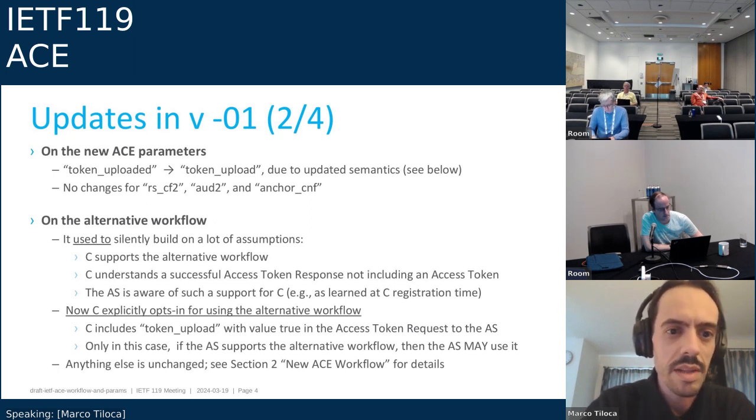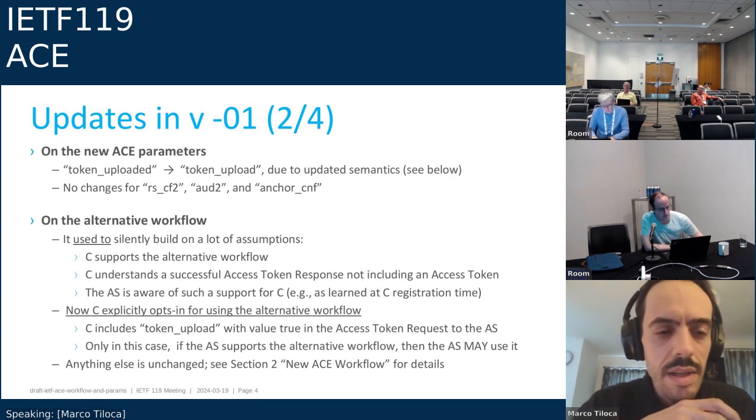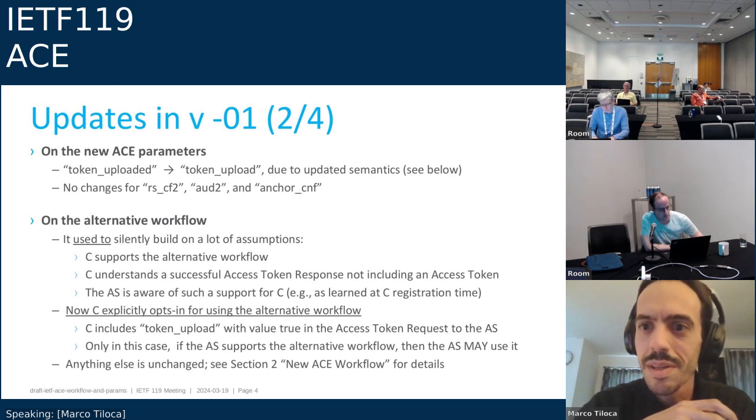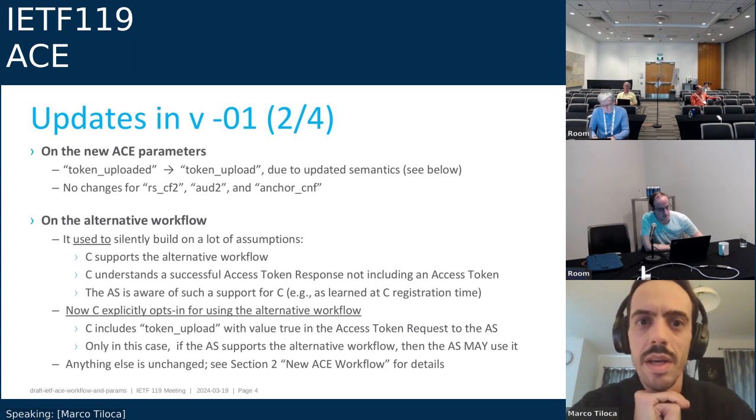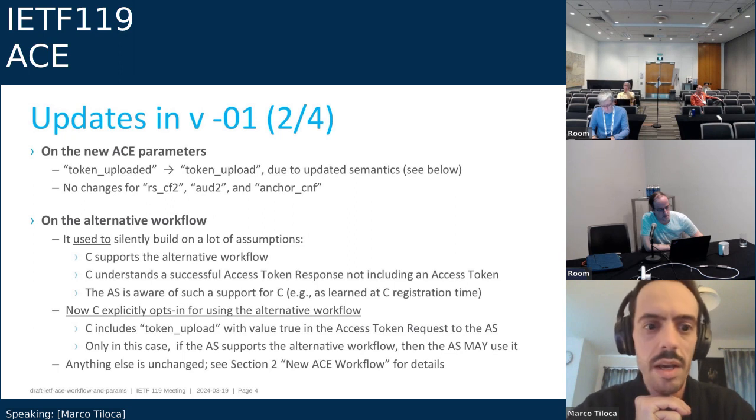Considering updates to the alternative workflow, until version zero that got adopted, we used to build on a lot of assumptions, especially that the client just supported the new workflow and that the authorization server knew that the client supported that workflow and so on. And we prefer instead to switch to an approach where the client explicitly opts in when requesting an access token to indicate that it does support the alternative workflow. It's fine for the AS to take the direction, with the final decision anyway on the authorization server. So that also justified the change of the parameter name to token upload.